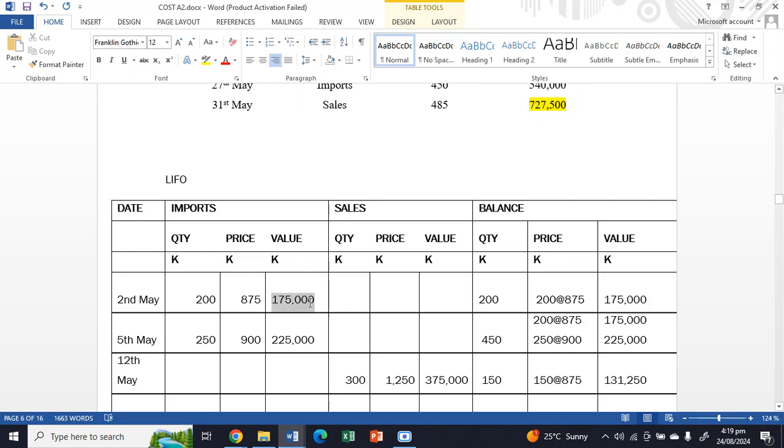We got that value by dividing 175,000 divided by 200. This is the cost of each good. You record it under the balance section: 200 goods valued at 875, total amount 175,000 kwacha.